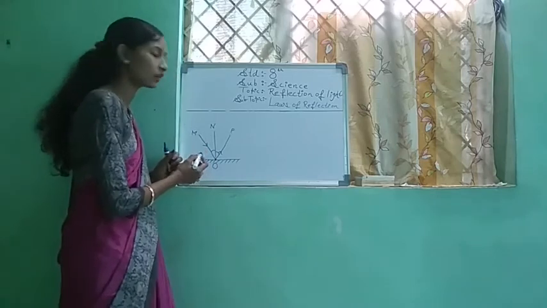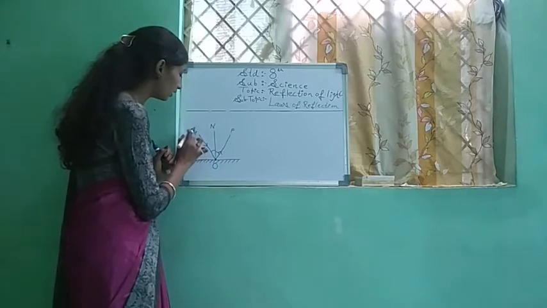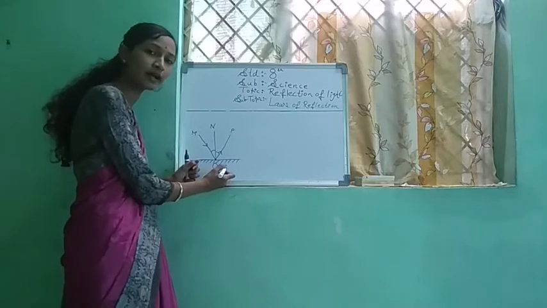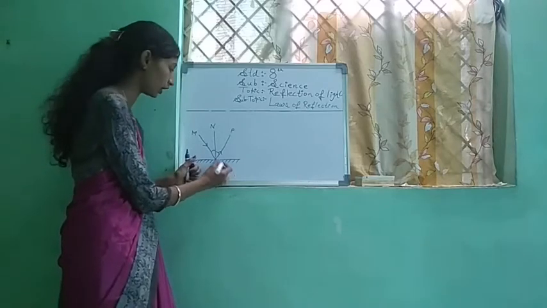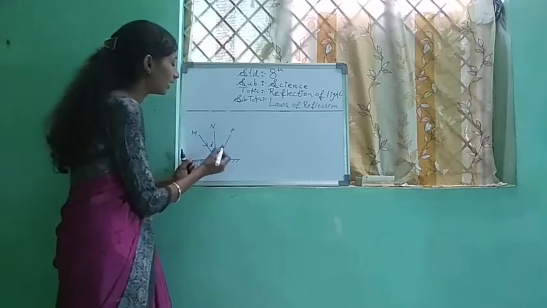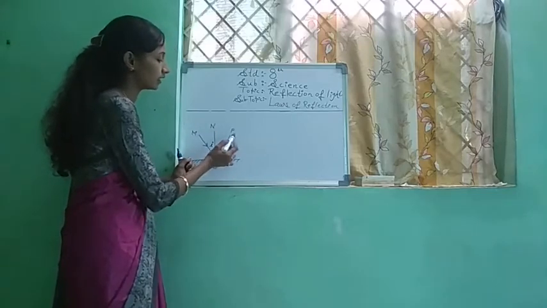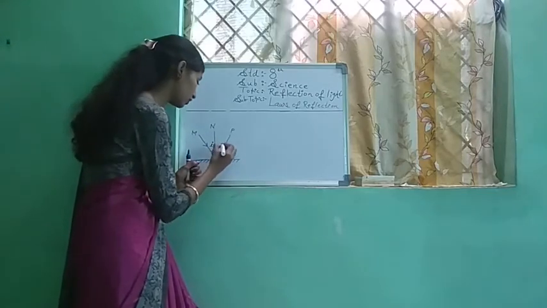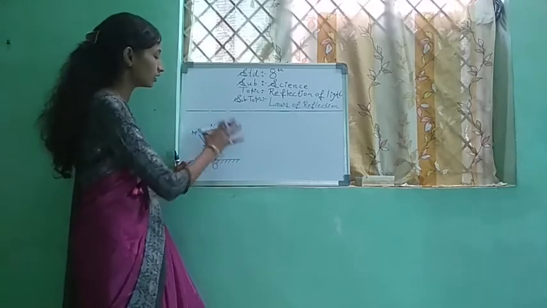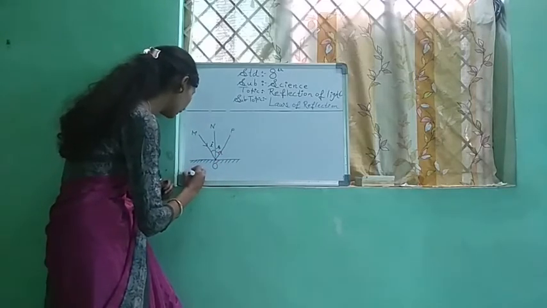Here which angle will be the angle of incidence? Yes, right. Angle MON is the angle of incidence and it is denoted by which letter? Small i. Right? We'll write here small i. And angle PON or NOP is called the angle of reflection, which is denoted by small r. Okay, this was the figure indicating the reflection of light.